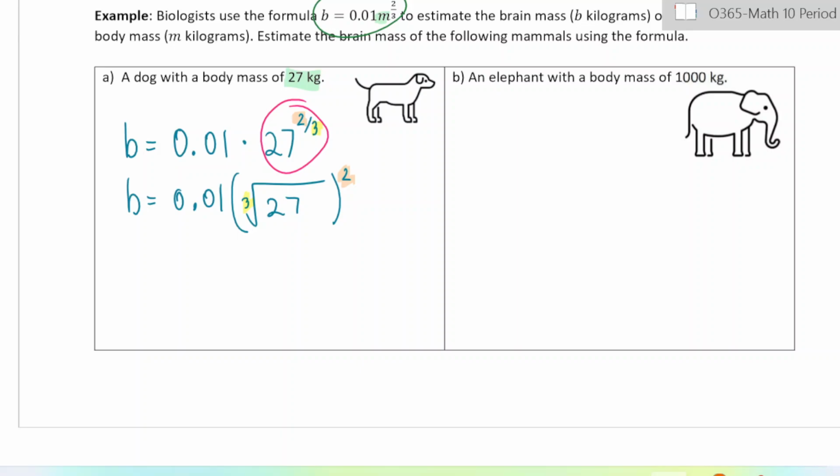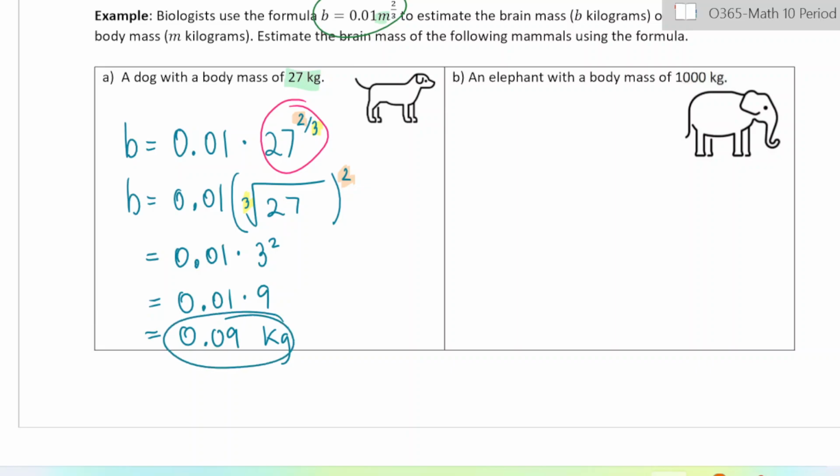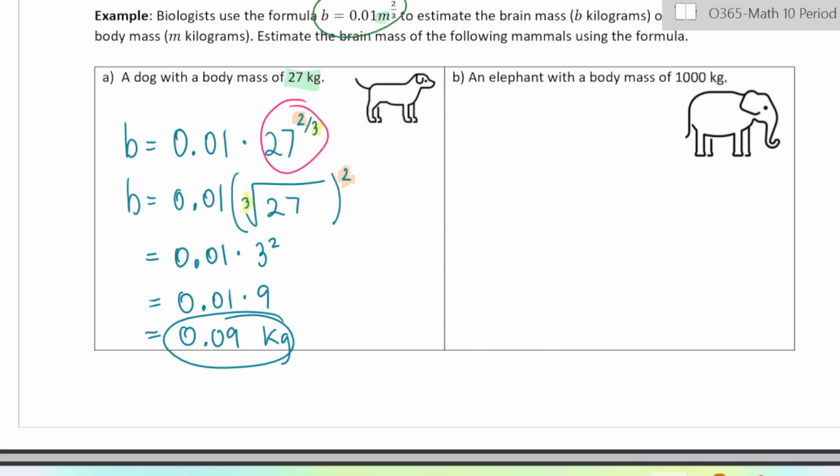Okay, so 0.01 times. So the cube root of 27 is 3, and then 3 squared is 9. So I'll just write that in 2 steps. So we answer inside the brackets first. And finally, we get 0.09 as our final answer, and the answer is in kilograms. So the brain mass of a dog is approximately 0.09 kilograms. Okay, a dog with body mass of 27 anyways.